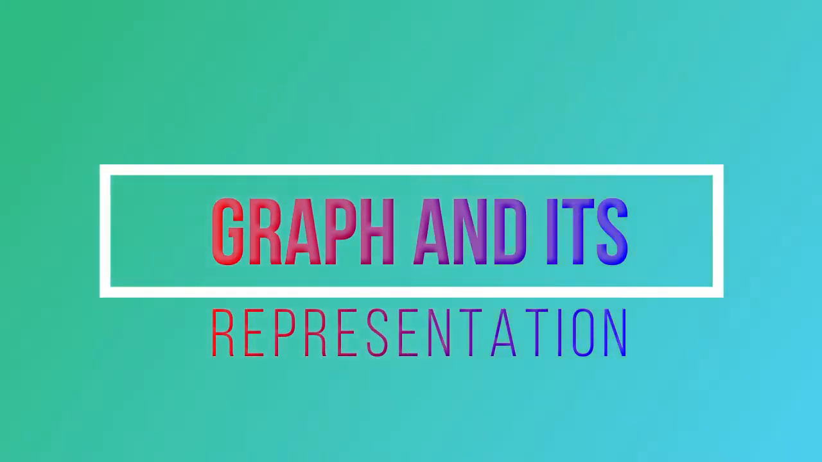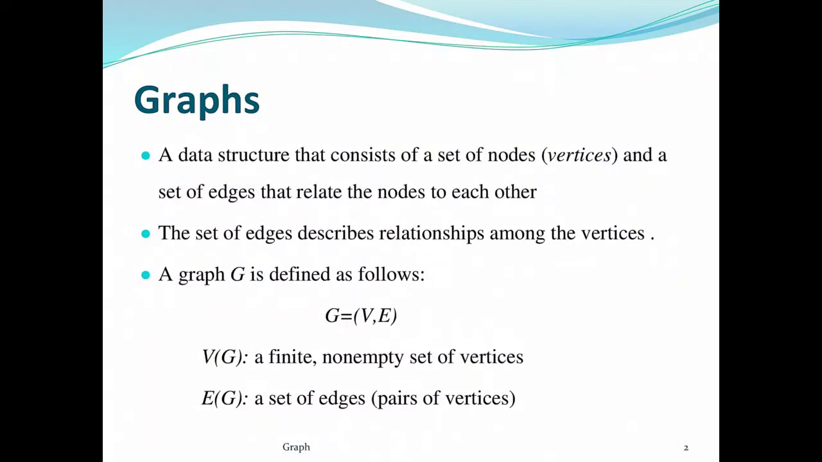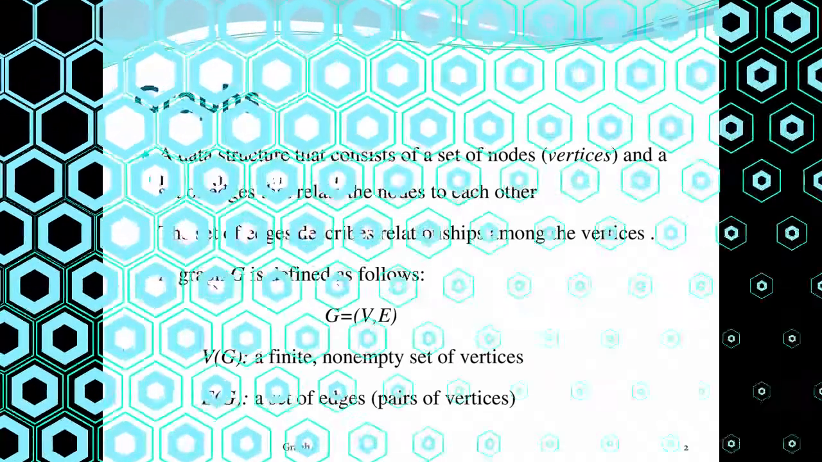Today we will learn about the graph and its representations. Let's start. A graph is a data structure that consists of a set of nodes, vertices, and a set of edges that relate the nodes to each other. A graph G is defined as follows: G equals (V, E).